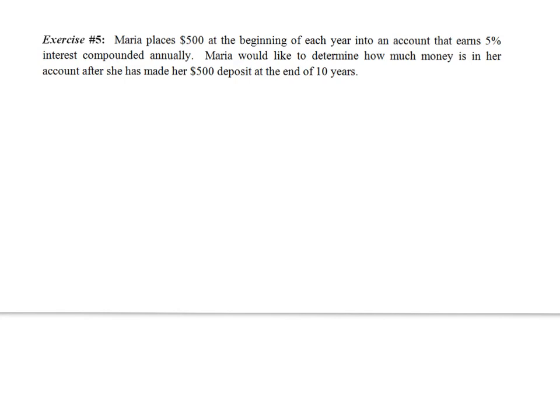Exercise number 5 is an application problem of this geometric series. Maria places $500 at the beginning of each year into an account that earns 5% interest compounded annually. So looking at that compounded annually, you'll recall from our last chapter that to get the base, we're going to have to say 1 plus the R value. So in this case, we've got 1 plus 0.05, or 1.05.